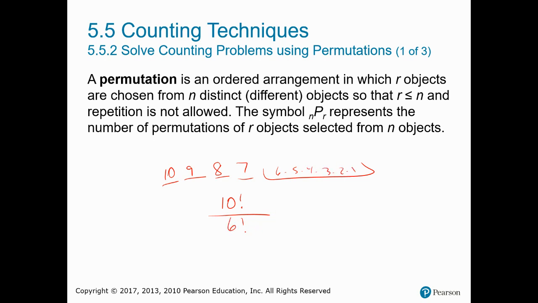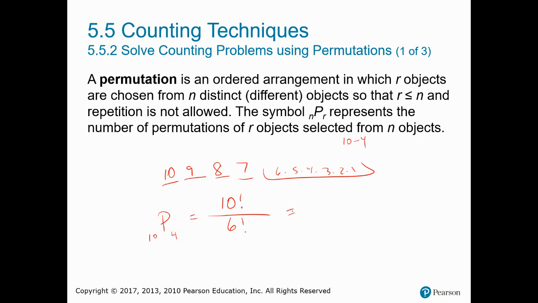So you want to divide by however many you have left. The way you determine how many you have left is I started out with 10 and I'm giving away 4. So 10 minus 4 is how many I have left. That's where the 6 came from. So these are called permutations, and this would be written 10P4.